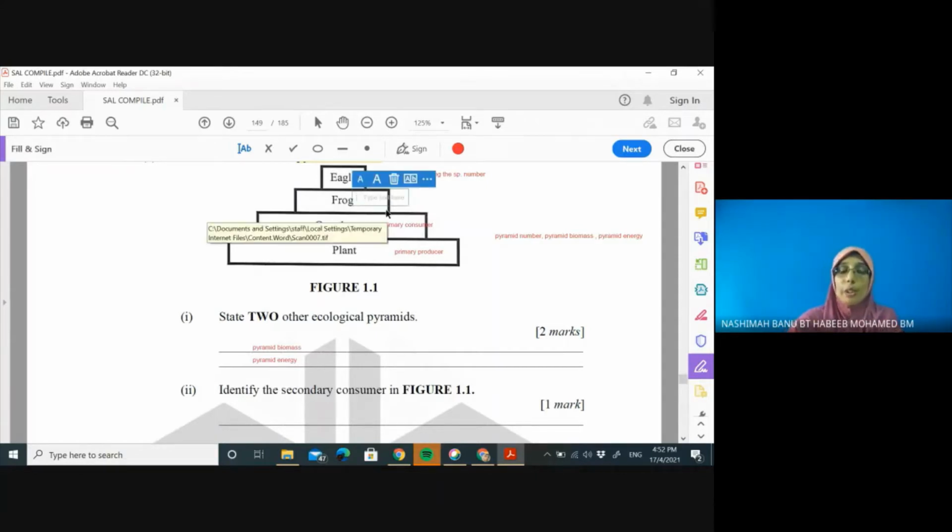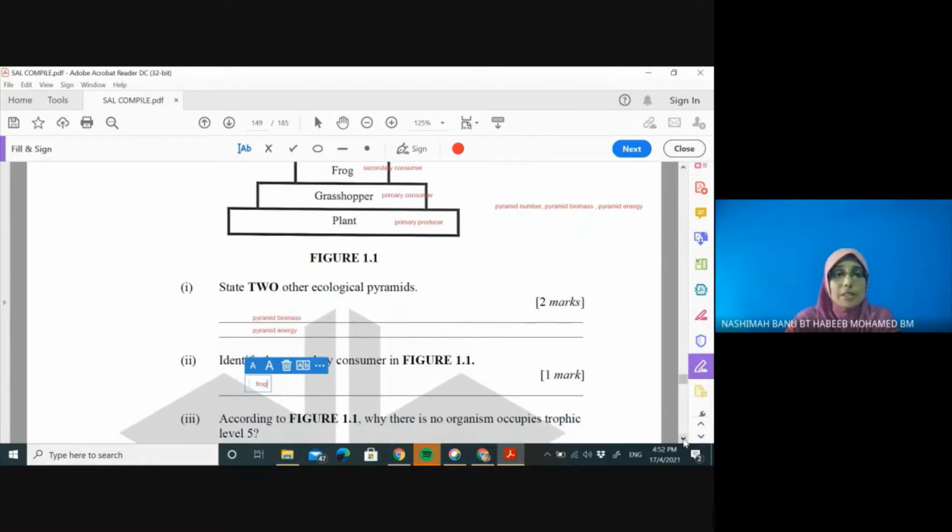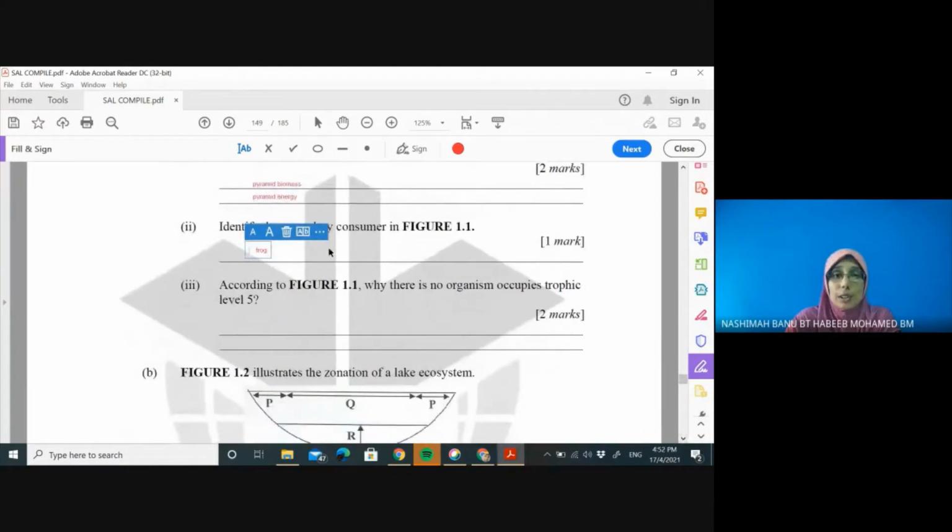Now your frog, is it primary? No, so now it is considered as secondary consumer. And your eagle will be tertiary consumer. Here we can clearly see the answer. Once we have identified it, then you can answer. Your answer will be frog. Please make sure before you answer your structure, you identify all the information, then you transfer it into the answer column. Okay, according to figure 1.1, why is there no organism occupying trophic level 5?